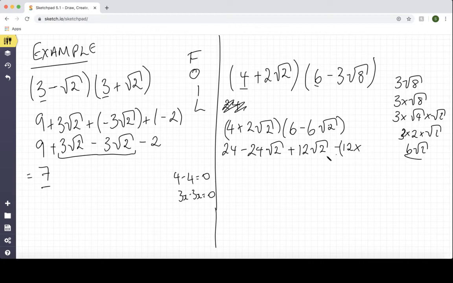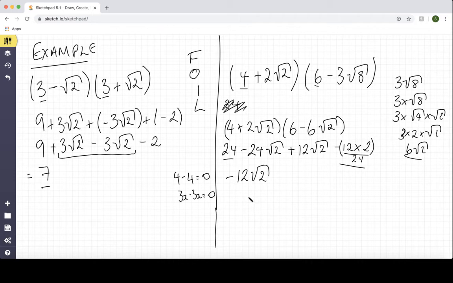And then, so there's going to be the minus here. We've got 2 times 6, which is 12. And then root 2 times root 2, which is 2. So this is going to be minus 12 times 2, which this is just 24. So we've got 24 minus 24 root 2 plus 12 root 2 minus 24. Okay, so we've got 24 minus 24 here, which, as we know from this, is equal to 0. And then we've got minus 24 root 2 plus 12 root 2, which is going to be minus 12 root 2. Okay, so that's the answer for this one.